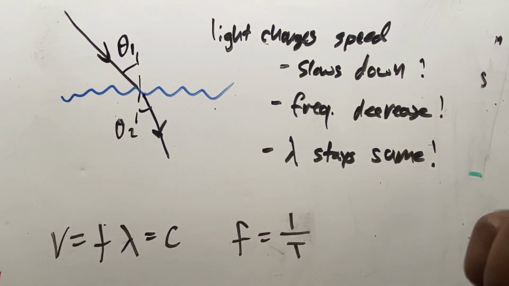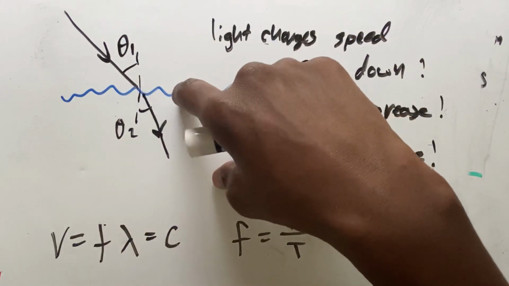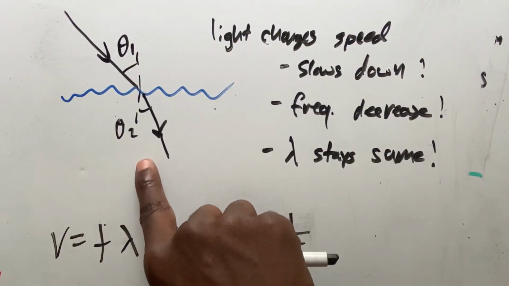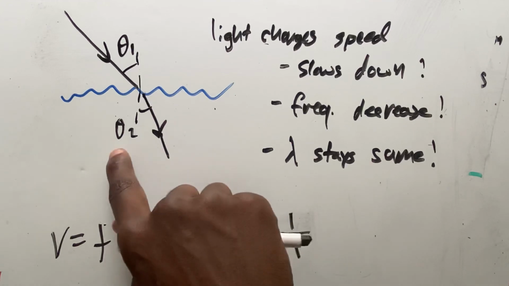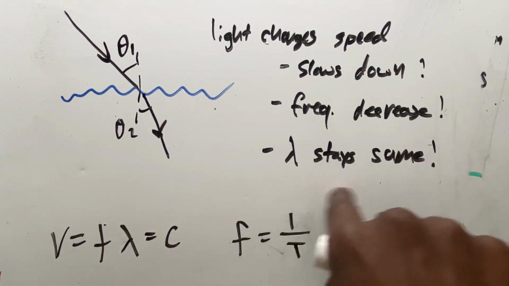Not sure if I mentioned that earlier or not, but once light goes from this medium to this medium, we know it slows down, right? So since the light slows down, the frequency is going to decrease, but the wavelength is going to stay the same.